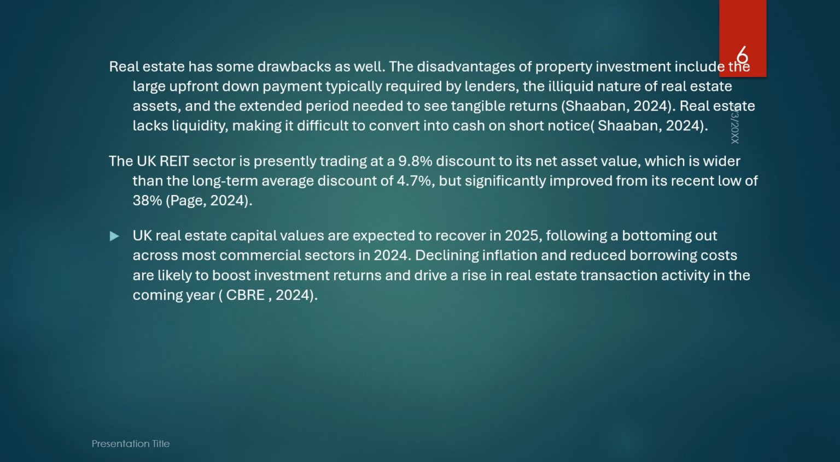The UK REIT sector is presently trading at a 9.8% discount to its net asset value, which is wider than the long-term average discount of 4.7%, but significantly improved from its recent low of 38%. UK real estate capital values are expected to recover in 2025, following a bottoming out across most commercial sectors in 2024. Declining inflation and reduced borrowing costs are likely to boost investment returns and drive a rise in real estate transaction activity in the coming year.